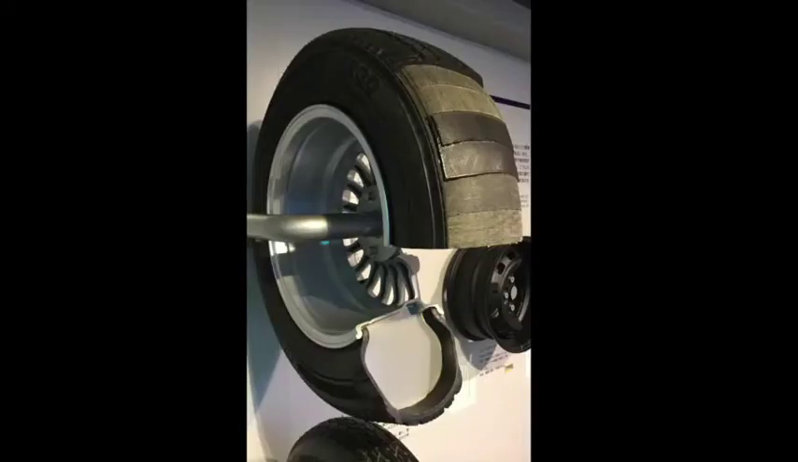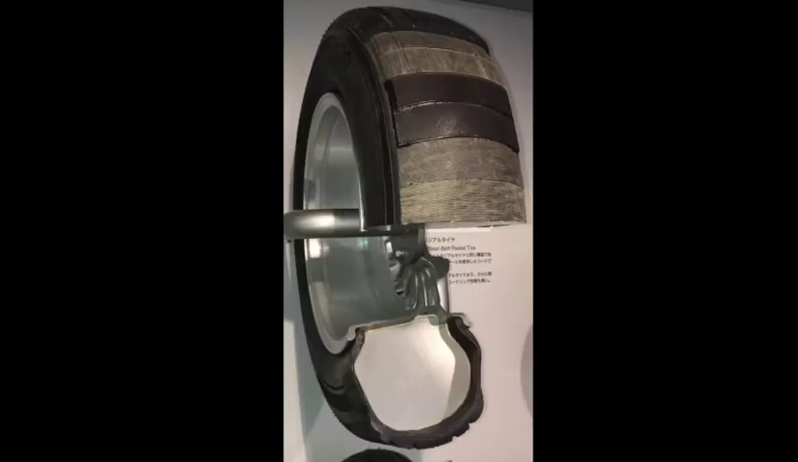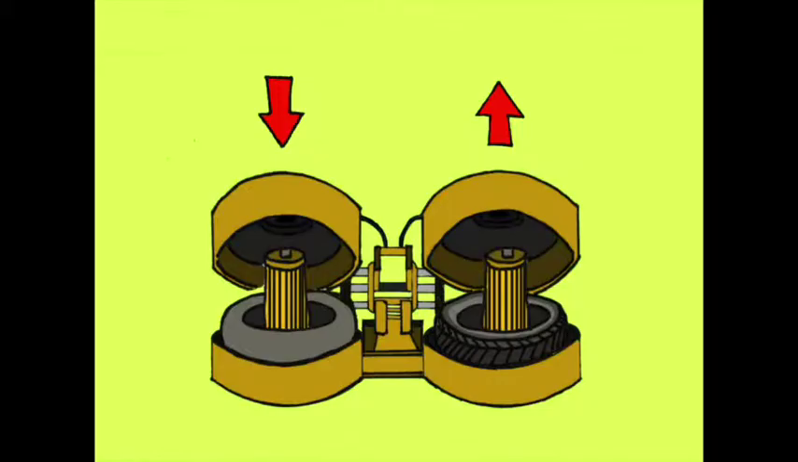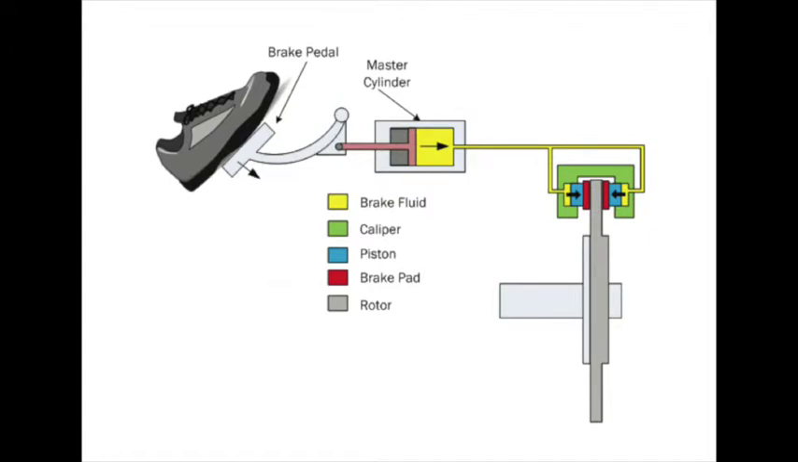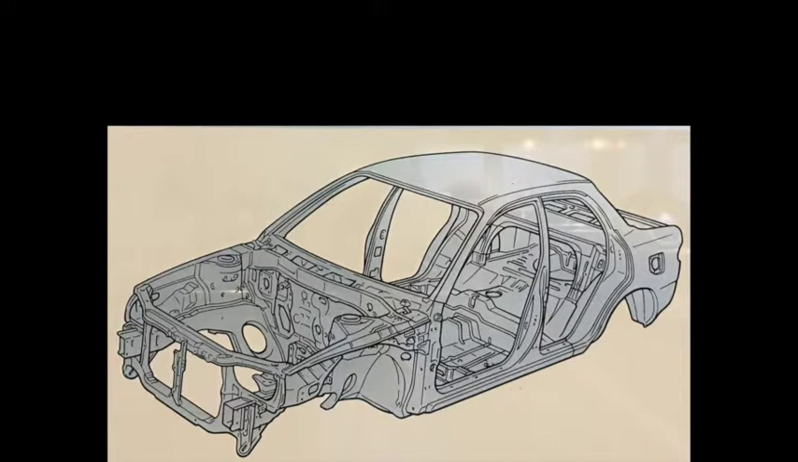For tires, layers of rubber and wire are pressed together and heated in a mold to make hollow tires. Cars ride on tires full of air pressure. Brakes stop the car with pressure on brake fluid in tubes that press on the wheels. Next are car frames.